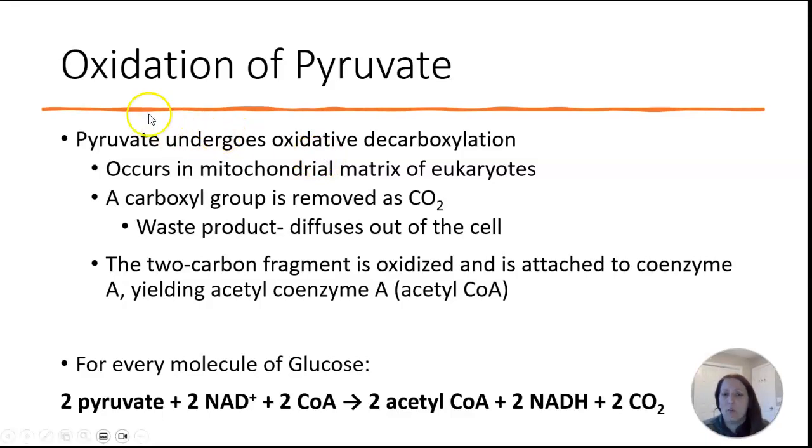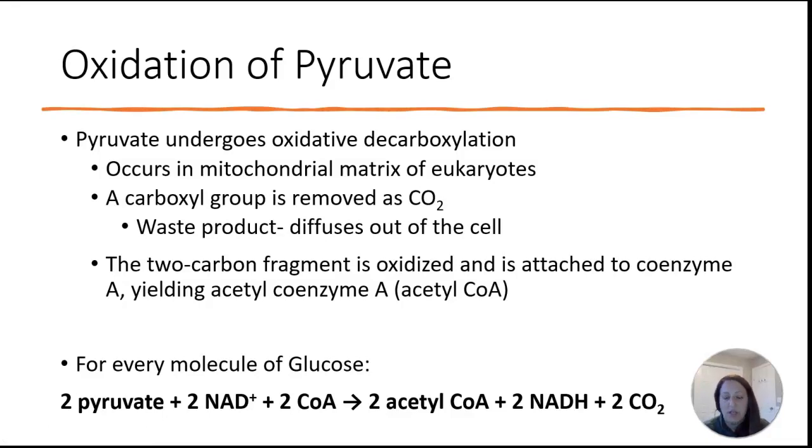Okay, so what happens? So first off, a carboxyl group is removed as CO2. So there's one of our end products, carbon dioxide. So when we see the term decarboxylation, that means we're removing carbon, okay? And so this carbon dioxide that's pulled off is, again, a waste product. And that's in the main formula for cellular respiration, right? CO2 is on the right-hand side of that equation as a product.